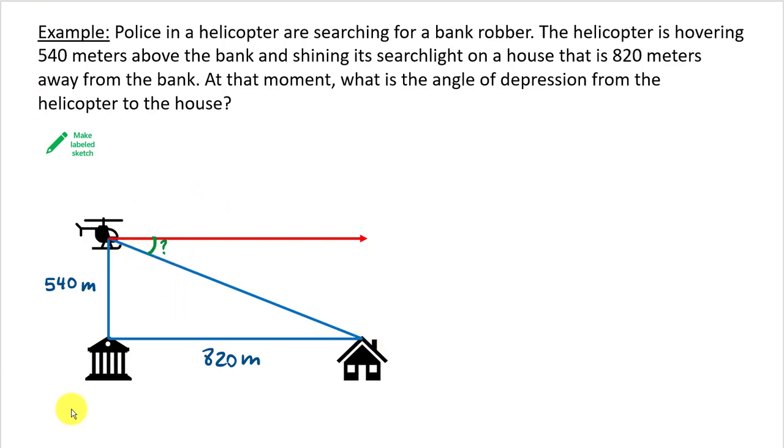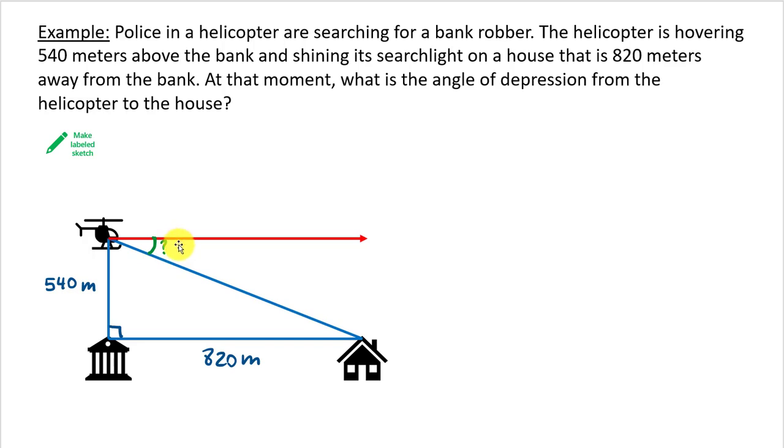Now, as we look at our sketch, we can already see a triangle, right? In fact, it's going to be a right triangle, since according to the problem, the helicopter is right above the bank. Okay, while we have this triangle here, the angle we need to find is not in that triangle. What do we do? Well, there are options.